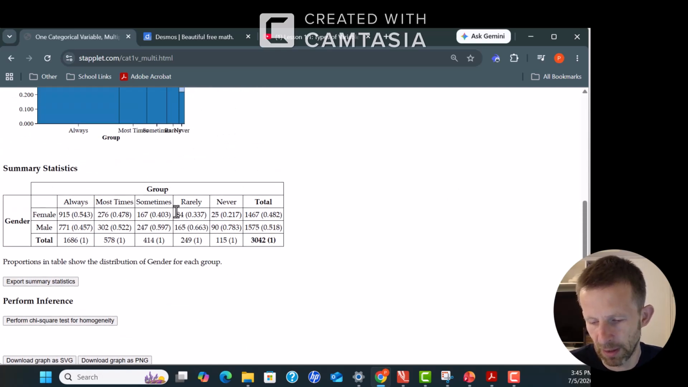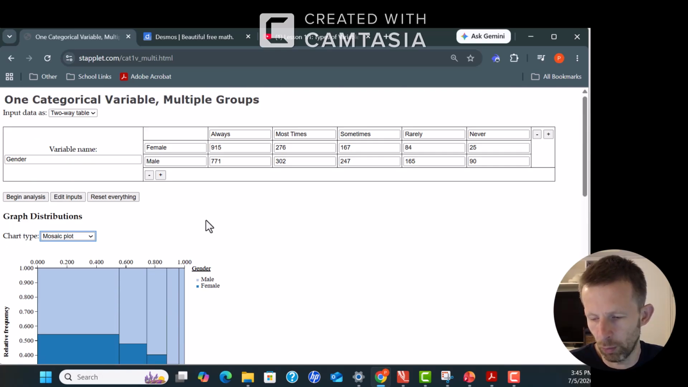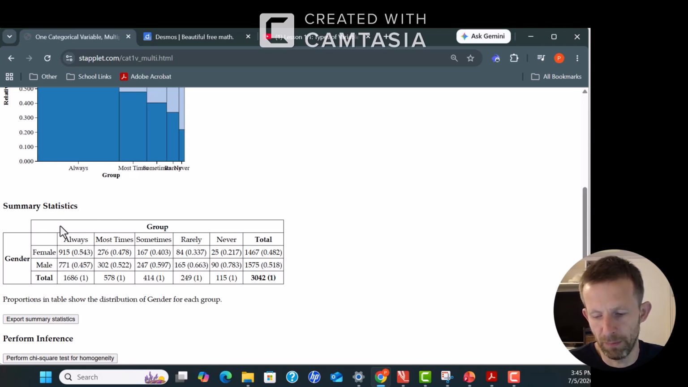So in this case, we put our raw data in, and we've got summary statistics. We've got female always, female most times, and it looks at the percentages. Each of the always categories add up to 1. So for always, out of the always, 54.3% are female. Out of the always, 45.7% are the males. For the never, 78.3% are the males, and 21.7% are the females.